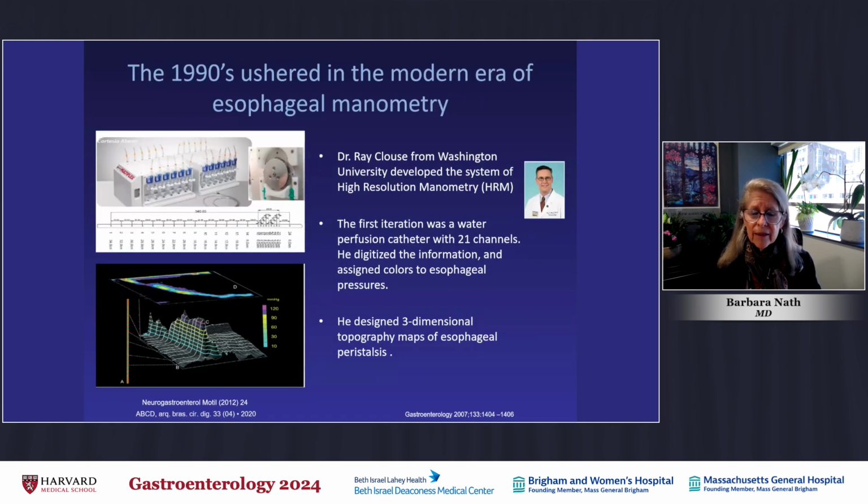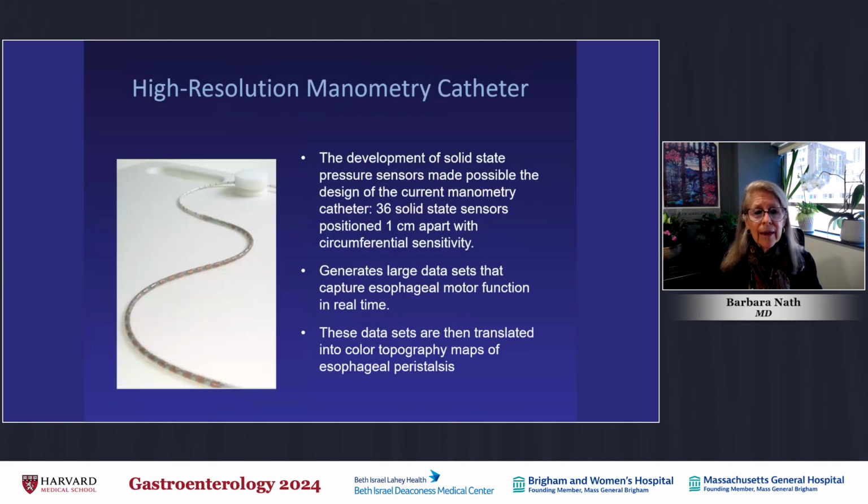So in the 1990s, Dr. Ray Clouse from WashU actually changed the landscape of esophageal manometry, and he developed what we now call the high-resolution manometry system. The first iteration was a water perfusion catheter with 21 channels, external transducers. He digitized the information and then assigned colors to esophageal pressures and designed what are called topography maps of esophageal peristalsis. And it wasn't really until the development of the solid state pressure sensors in the high resolution manometry catheter that made it possible to study the esophagus the way we do today.